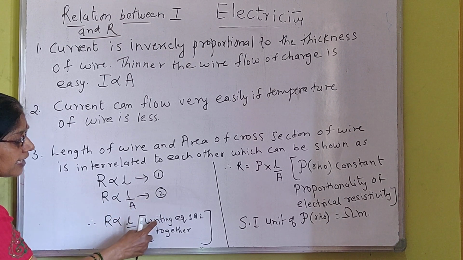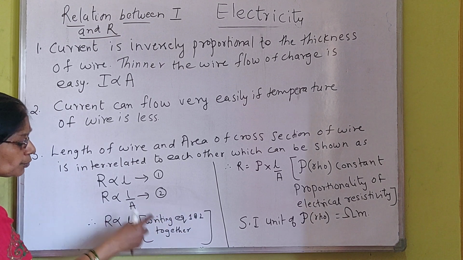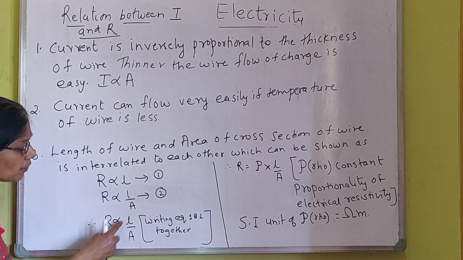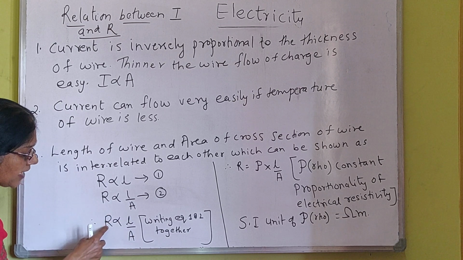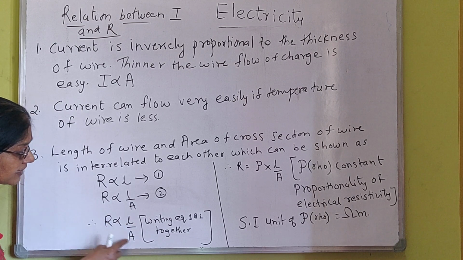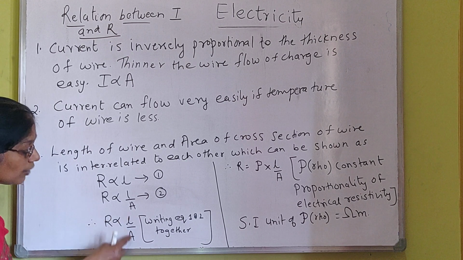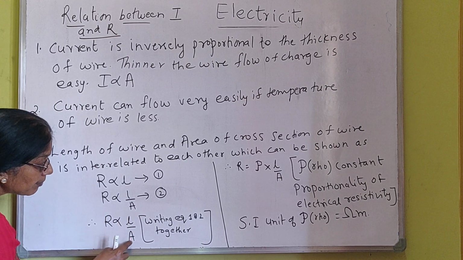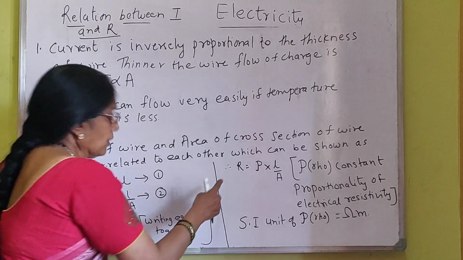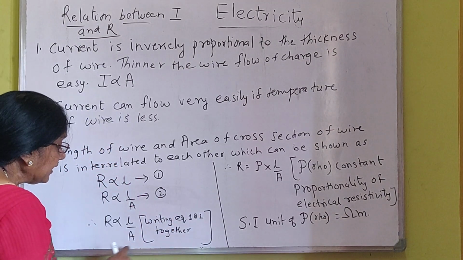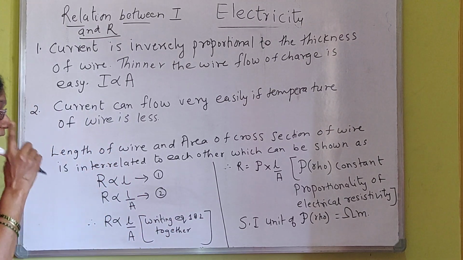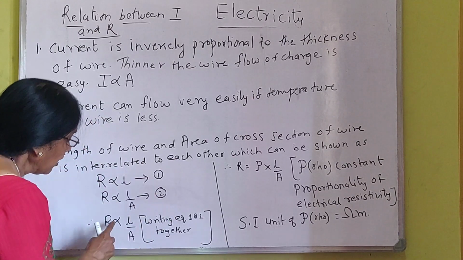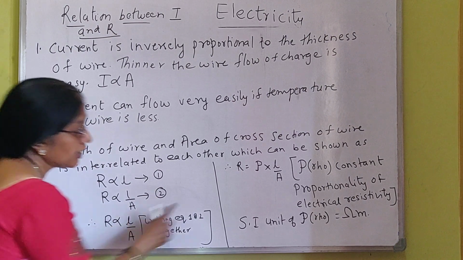Let us write down equation 1 and equation 2 together. We can represent it as R is proportional to L by A. R is directly proportional to L and R is inversely proportional to A. In the denominator, A has come, which means it is inversely proportional. So, we can get an equation for this. Last year in 9th standard I explained that to make an equation, the proportion sign should be converted to equal.